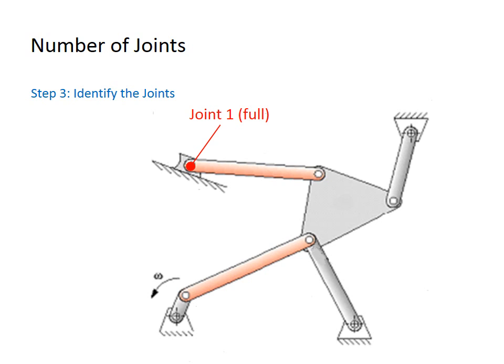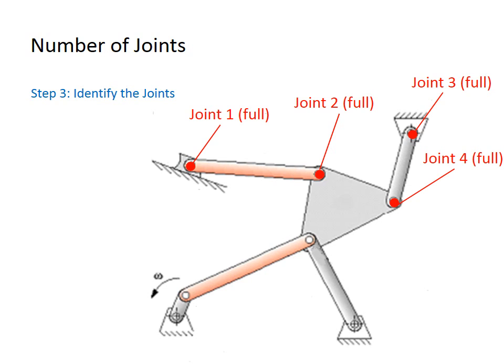Joint 1 here is a pin joint between the slider and the link. Joint 2 also is a full joint. Joint 3 is a pin down of the link to the ground, a full joint. Joint 4, joint 5, another pin down of the link to the ground.